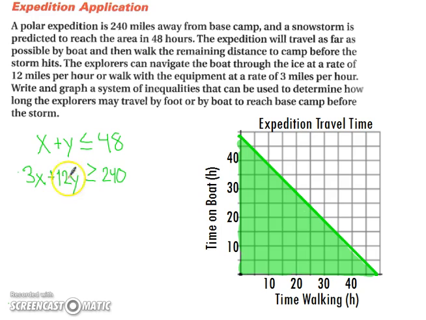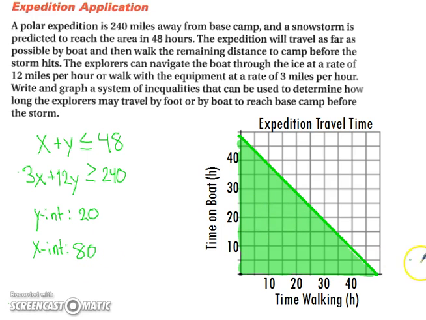When we find our y and our x-intercept, the y-intercept is going to be at 20, because 240 divided by 12 is going to be 20. And then your x-intercept is going to be at 80. It's 240 divided by 3 is 80. Now you can plot each of those points.